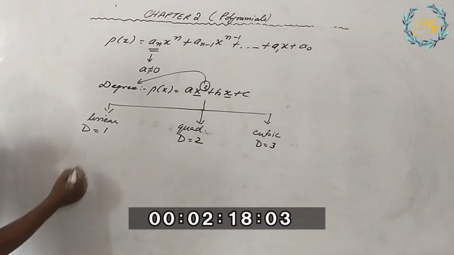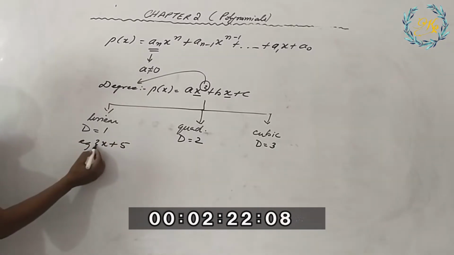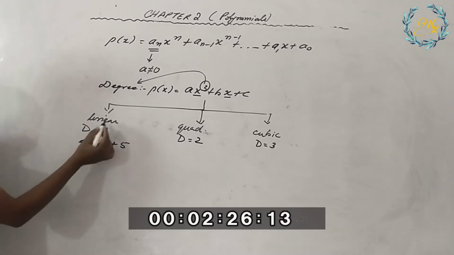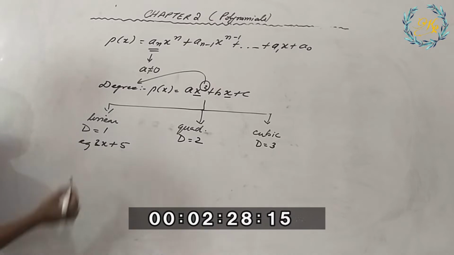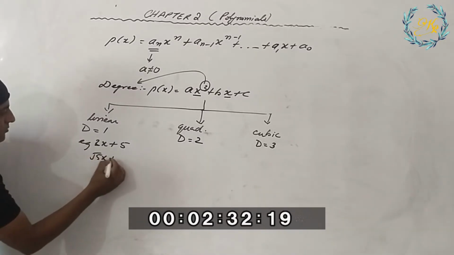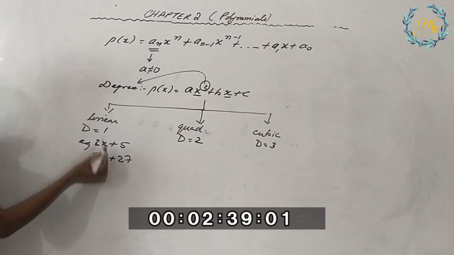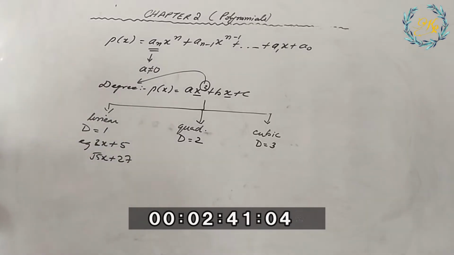For example, 2x + 5. You can see the degree of the variable x is 1 here. That is why it is termed a linear polynomial. Another example that I can take is √5 x + 27. Here the degree of variable x is 1. Hence it is a linear polynomial.